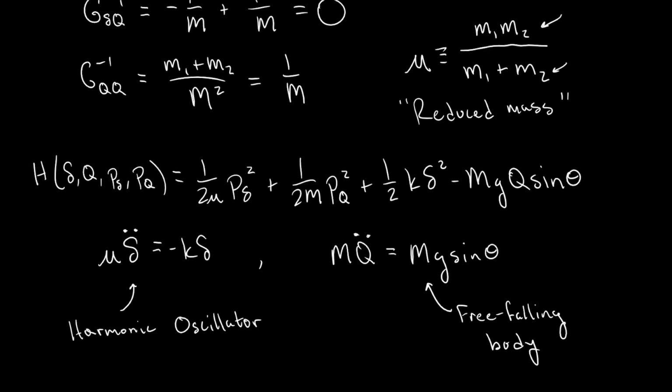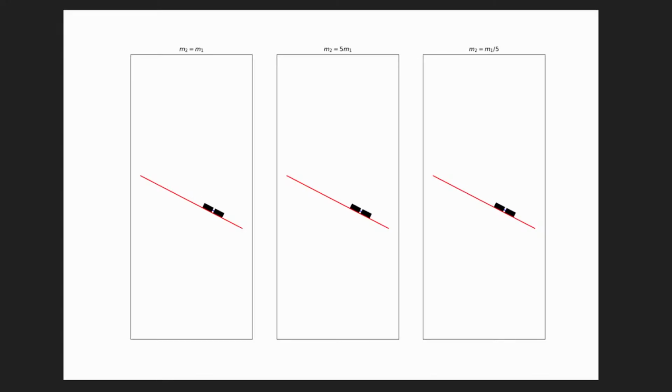And if anyone is interested, this is what the solutions do. Here are three different cases where the masses of the two blocks have different ratios. Of course, as we might expect, it just looks like two blocks on a spring going down the slope.